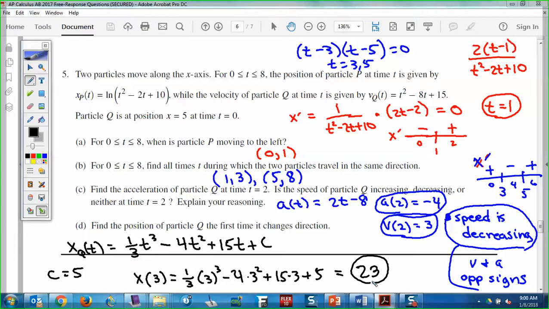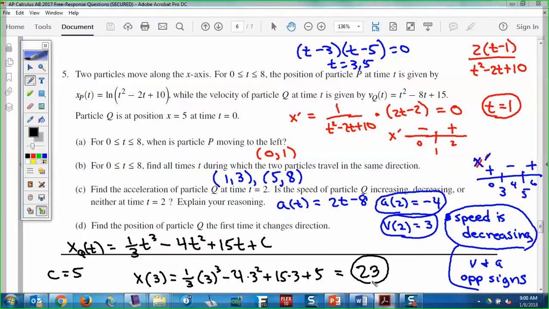Find the position of Q the first time it changes directions. Q, that's this one. So how do you get position? Find the position function. How do you get the position function? Antiderivative. Antiderivative, you're going to have a plus C. Do you have an initial condition? Do you get the C? Do we know something about Q right here? We know the position of Q right here. We have an initial condition, so we can find the C.